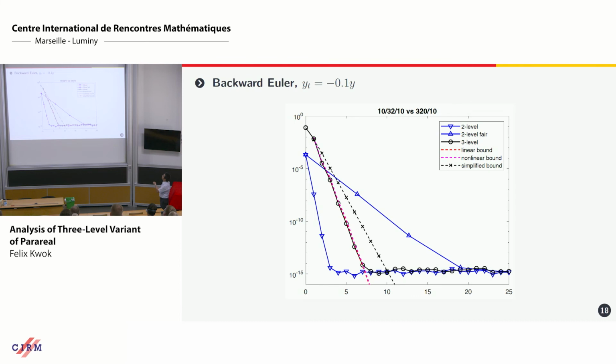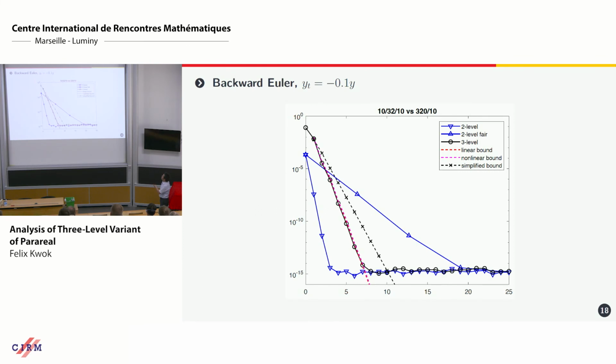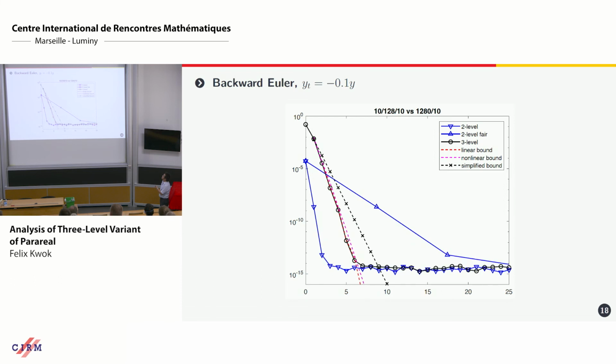And whereas 10 times 32 is 320, for the 2-level I just put everything in the coarse level. So you see that for the 2-level, each iteration costs more and more. Okay, so that's why you have this curve here, and then you have essentially this convergence for the 3-level. At some point the 3-level is going to be cheaper because you have more parallelism.